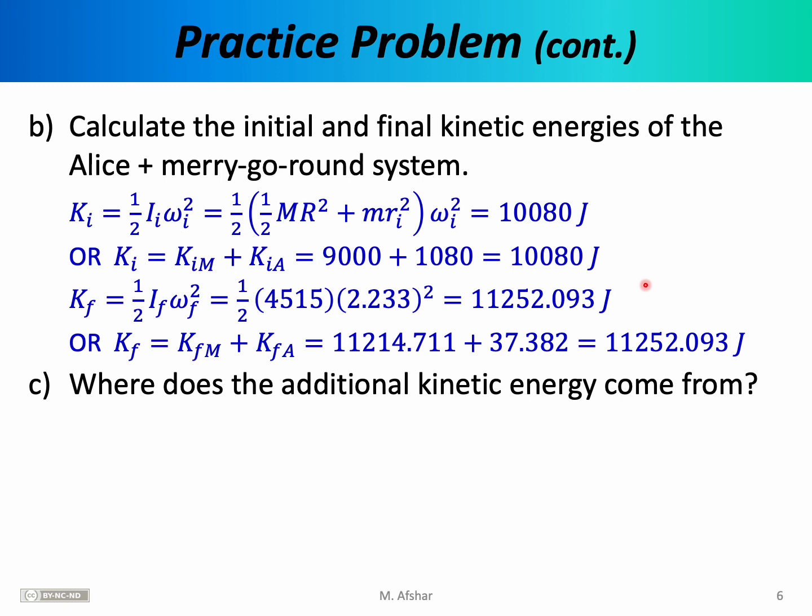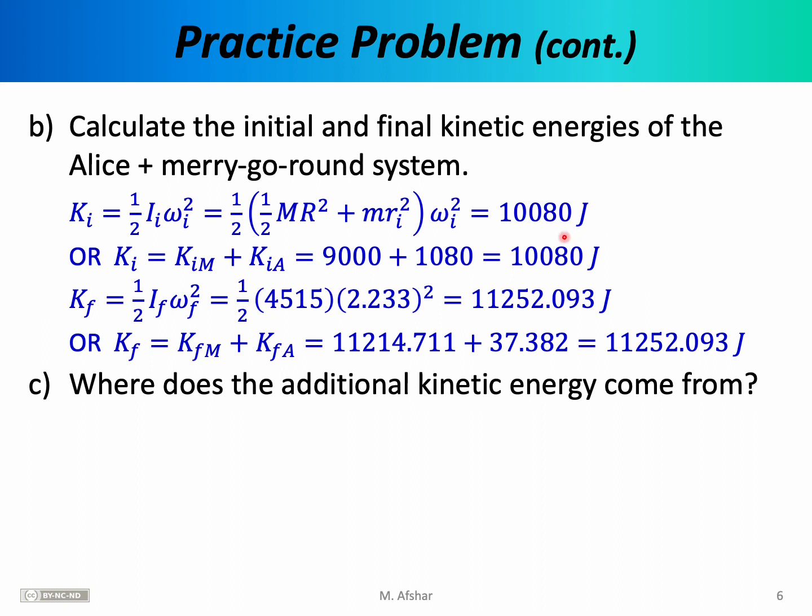Well, the simple answer is that it's coming from Alice. Alice is actually pushing on the merry-go-round as she walks towards the center. It turns out walking towards the center of a spinning disk is actually difficult. She's going to find herself a little bit tired when she reaches the center of the disk. Her muscles will be performing a certain amount of work on the merry-go-round. In fact, you can calculate the exact amount of work that she performed by looking at the difference between the final kinetic energy and the initial kinetic energy.